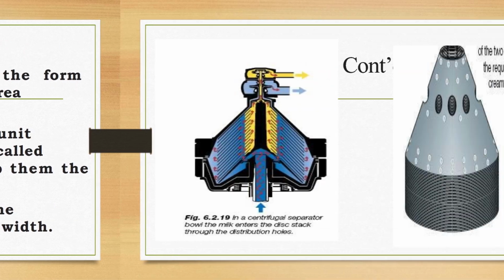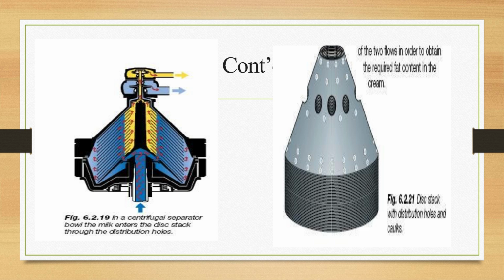To visualize this, we have two figures. Figure 6.2.19 shows how in a centrifugal separator bowl the milk enters the disc stack through special distribution holes. Figure 6.2.21 shows a detailed photo of a real disc stack, where you can clearly see the distribution holes and the caulks that space the discs apart.